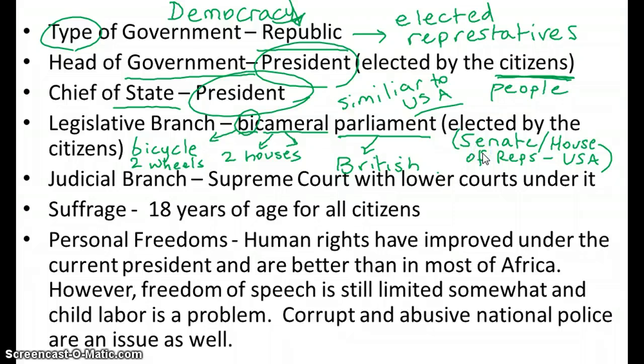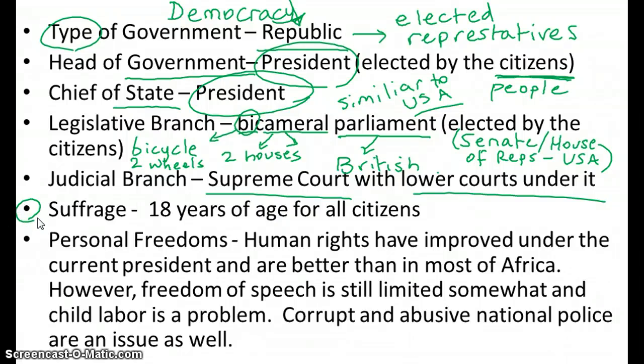So, it's very, very similar. Again, if we were to do a Venn diagram, hint, hint, hint, you would know how to compare and contrast Kenya to the USA. So again, the judicial branch has a Supreme Court and lower courts underneath it. Just like if you were to go to Fulton County Court, you would have lower courts below it, and a Supreme Court would be, for us, in Washington, D.C. Everything can go higher and higher, all the way up to the Supreme Court in terms of making decisions. So very similar to what we have here in the United States.